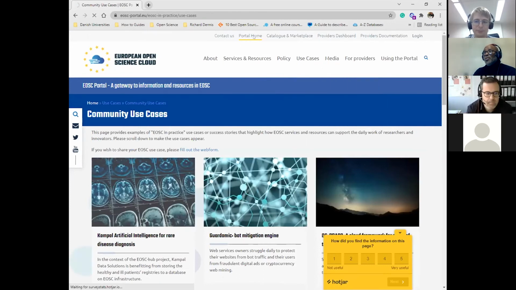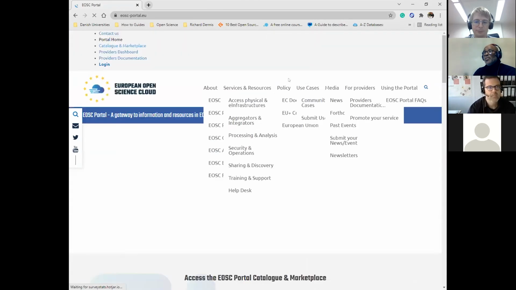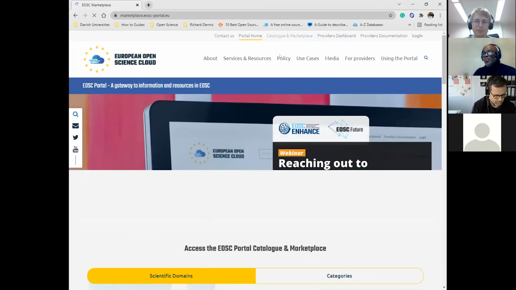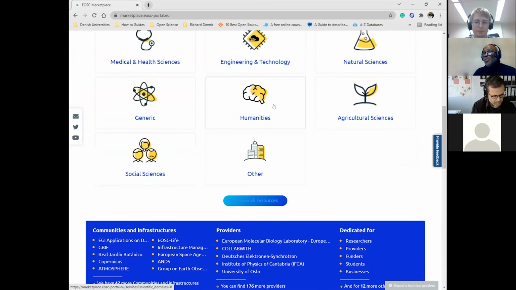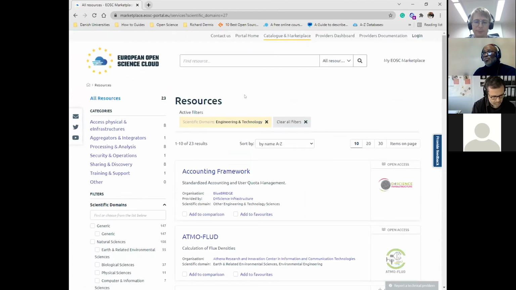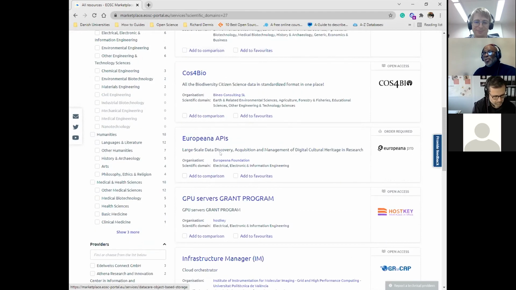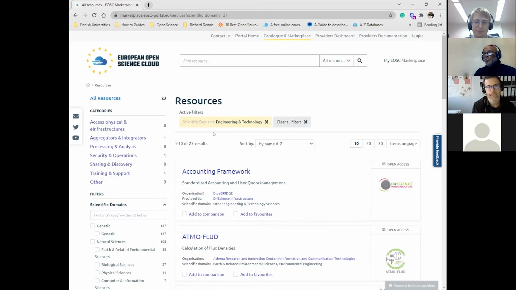Let's get back to the catalog and marketplace. Let's see here. We go in here, engineering technology. We get to see some of the resources. Data care, object and storage. If you're in need of storage, this will be a good place to look.